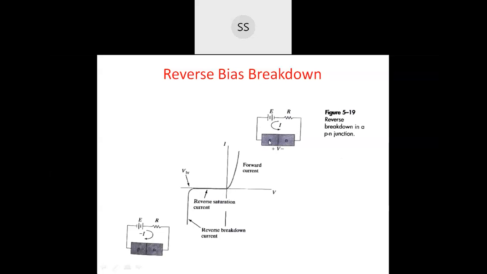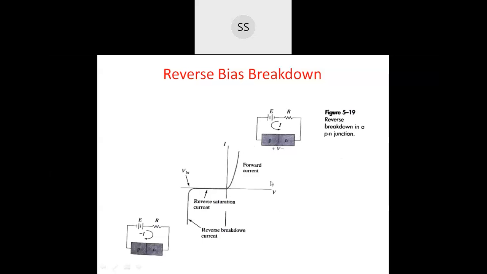So here is a PN junction. You can see that a reverse voltage is applied here for this particular graph. Both forward bias and reverse bias characteristics are plotted. The first quadrant represents the forward bias, where your p-type material is connected to the positive terminal of the battery, and n-type material is connected to the negative terminal.